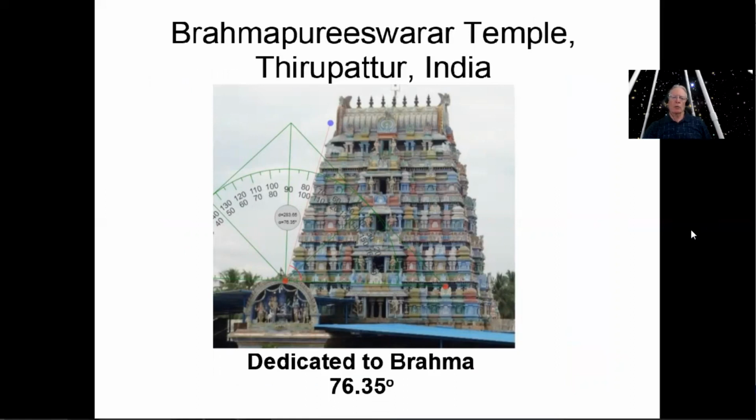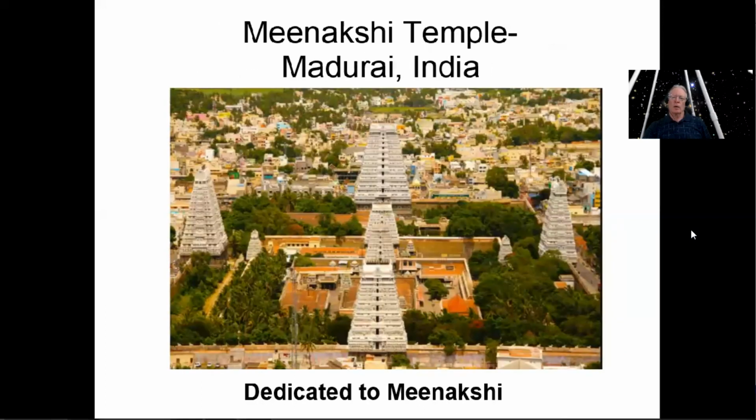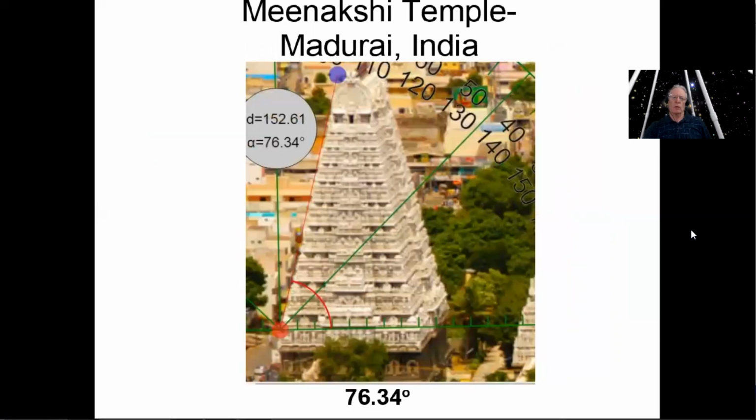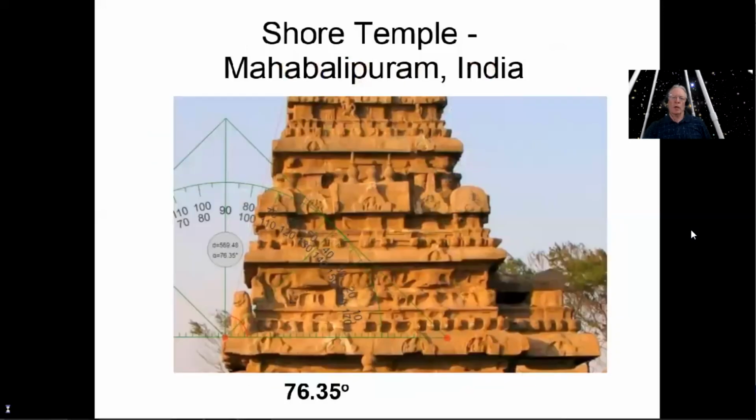Again, the same geometry. If you're noticing, all of these pyramids in southern India called the Dravidian style are essentially constructed in the same fashion geometrically and contain the same geometry. Here again is another complex in southern India called the Meenakshi Temple in Madurai, India. Again, the same thing, 76.34 from the front, 76.34 from the side.